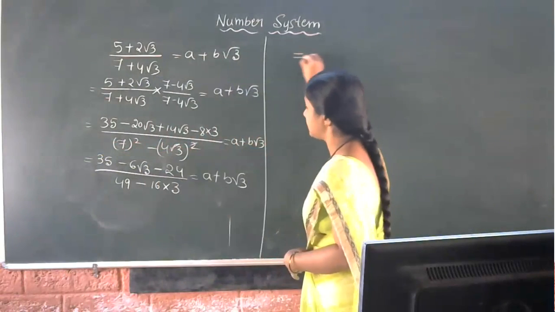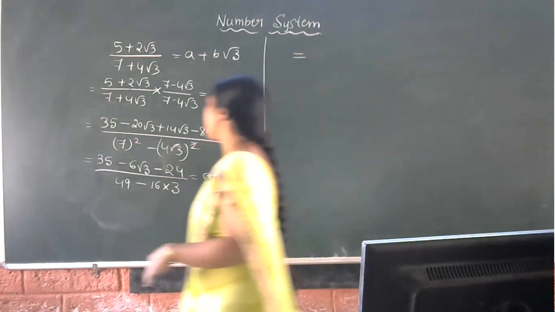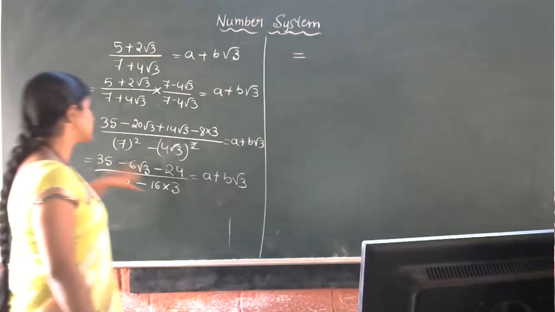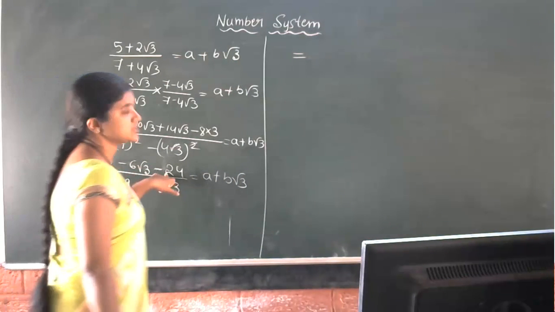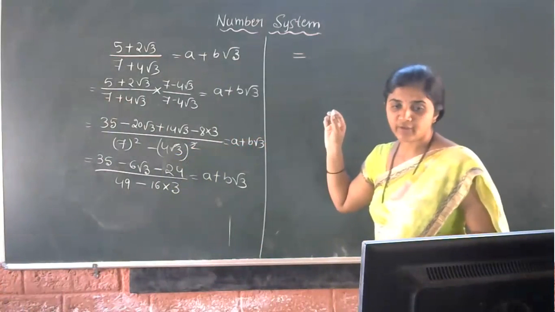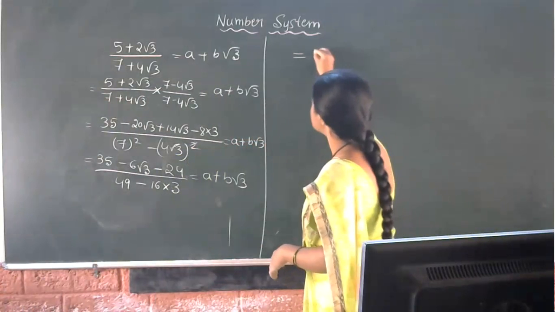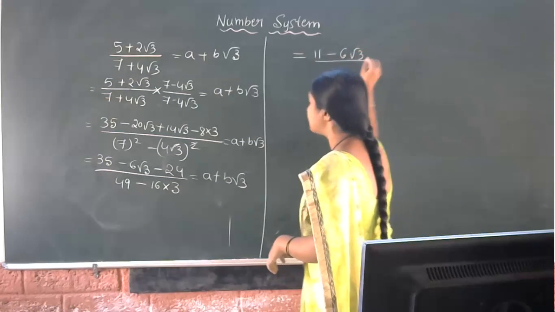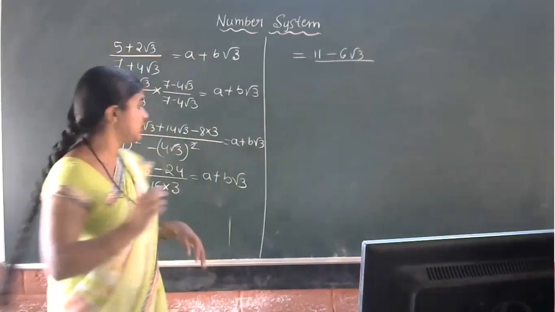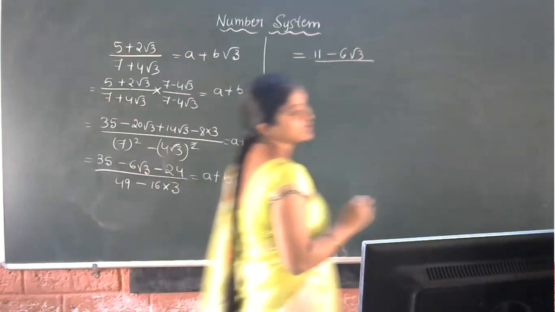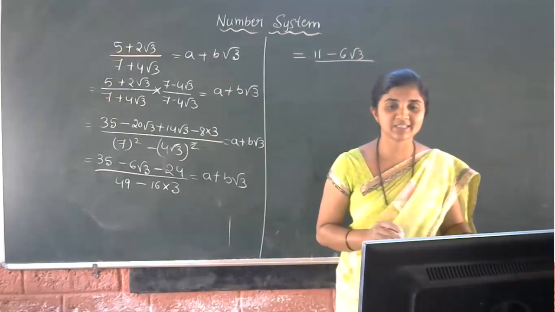Yes, next step. 35 minus 24, how much will you get? 5 minus 4 is 1, then 3 minus 2, which is equal to 1. So 35 minus 24 is 11, minus 6 root 3, divided by, so what next? 49 minus 16 threes are.